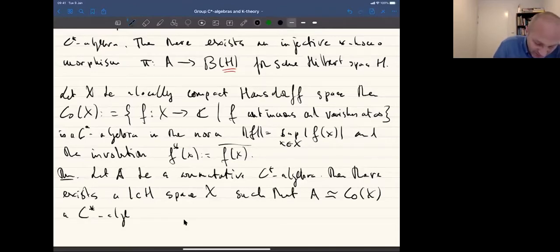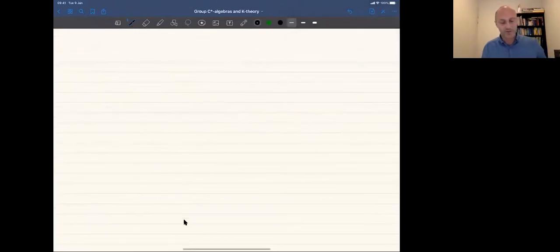So this means that there is a map between the two that intertwines all the structure, so multiplication and the star structure. And so this tells you that commutative C-star algebras are dual to locally compact Hausdorff spaces, and that's where we make contact with representation theory, because as with groups, we can also think of representations of C-star algebras.